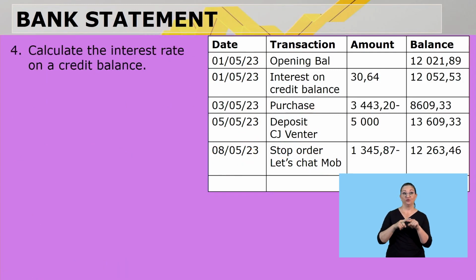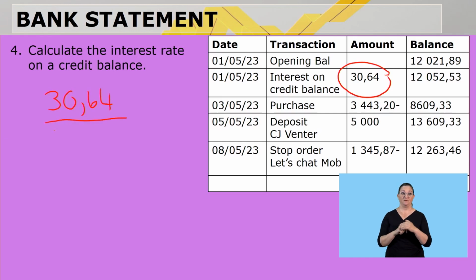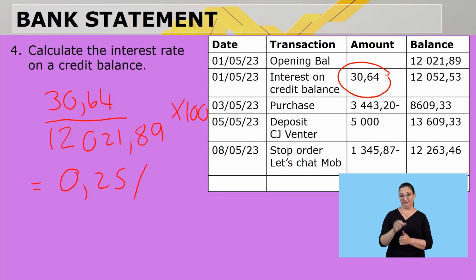And then calculate the interest rate on a credit balance. Now, what was the amount paid to them? 30 Rand 64. So it's 30,64 divided by the positive balance, 12,021 Rand 89. And because we are calculating a percentage, we multiply by 100, and then you'll see it's 0.25% interest. And that brings us to the end of today's lesson.